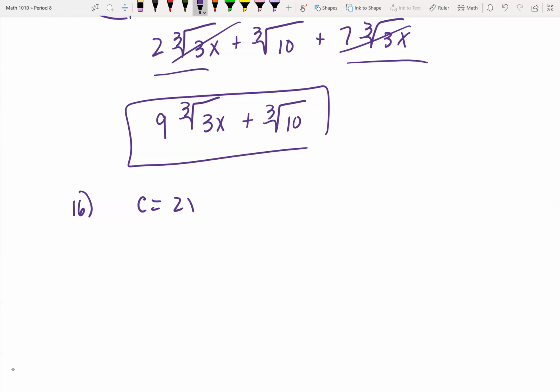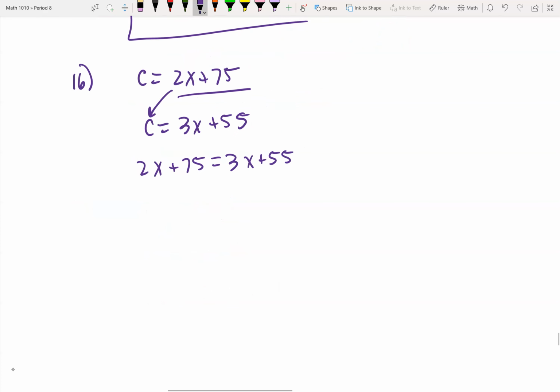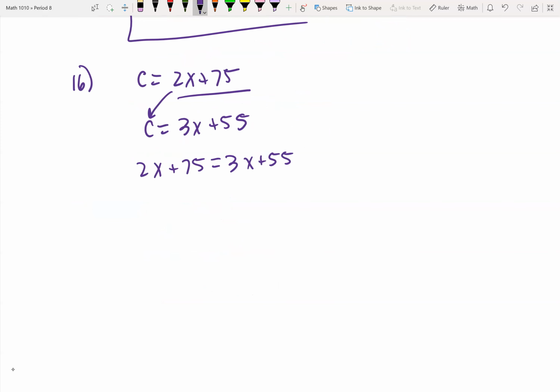Solve the system. So they give you that equation. They give you that equation. If c is 2x plus 75, I'm going to put it right there. So I have 2x plus 75 is equal to 3x plus 55. So this 3x comes over and becomes a negative. So then I get negative x. I'm going to pull the 75 over, and that's going to be a negative. So I have equals negative 20, so that gives me x equals 20.